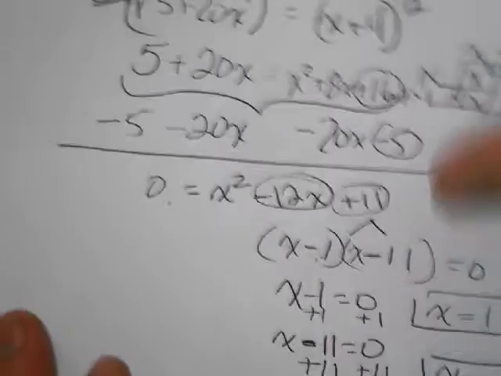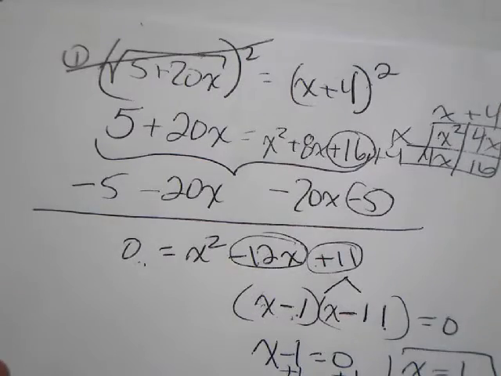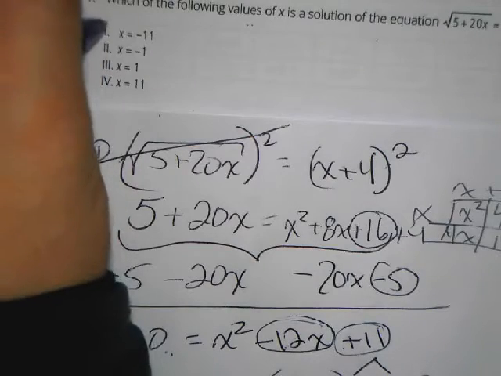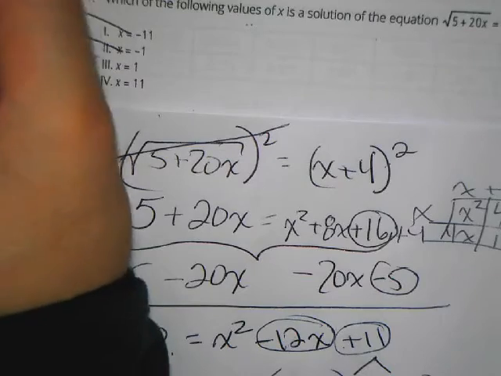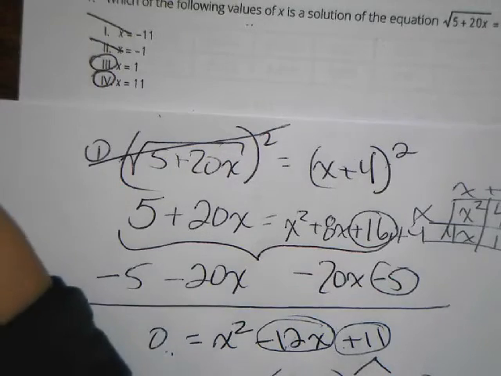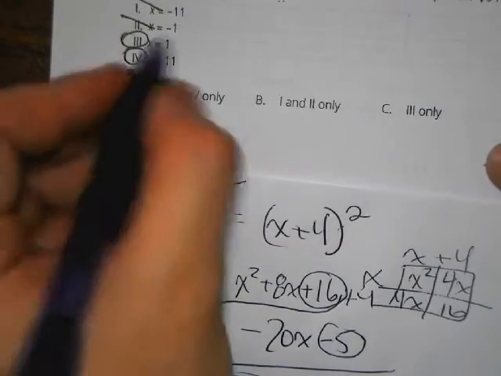Let's look at our answer choices. Alright, negative 11 is not true, negative 1 is not true, 1 and 11 are true. So we know 3 and 4 is going to work for us here, and that's going to be option A.